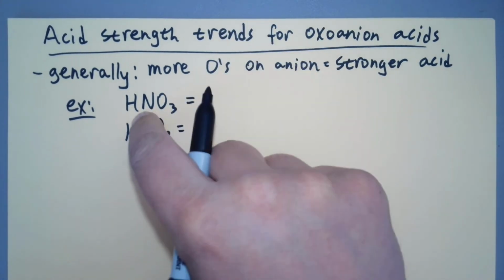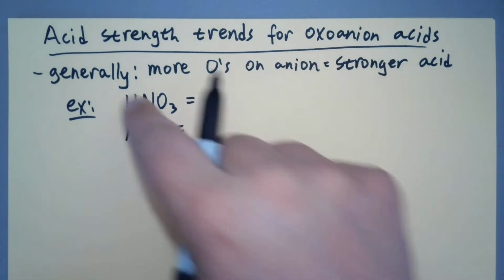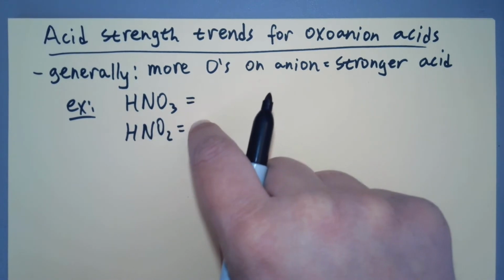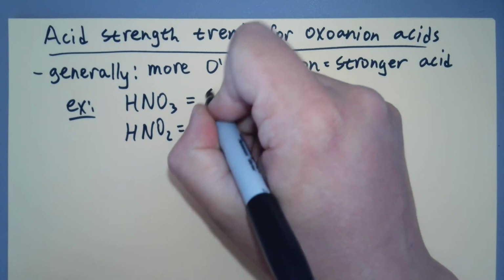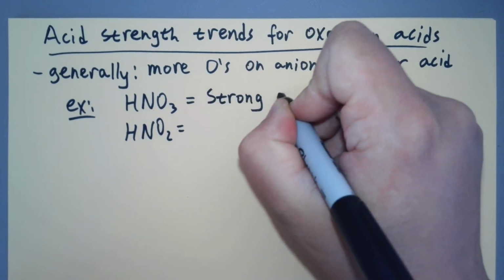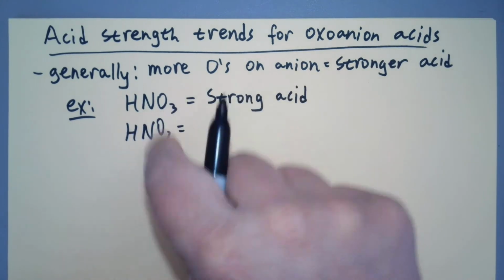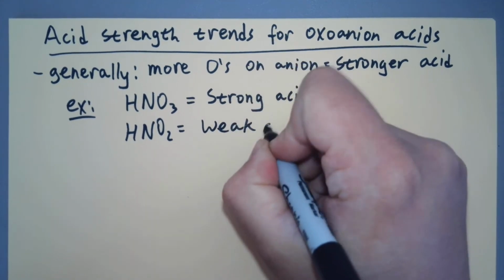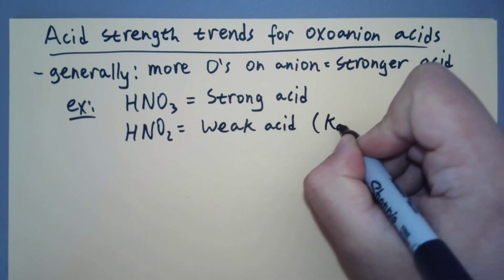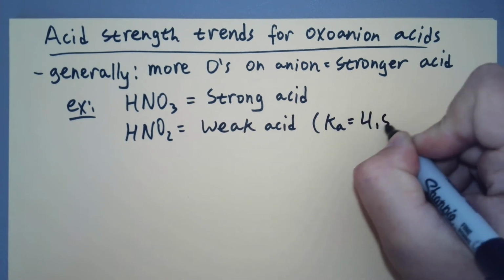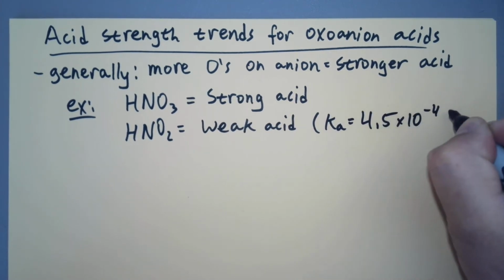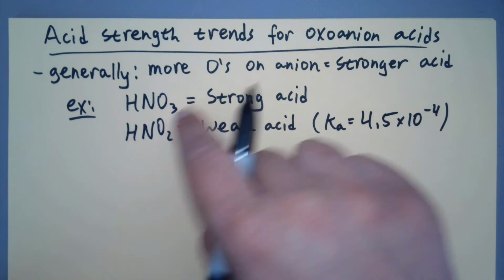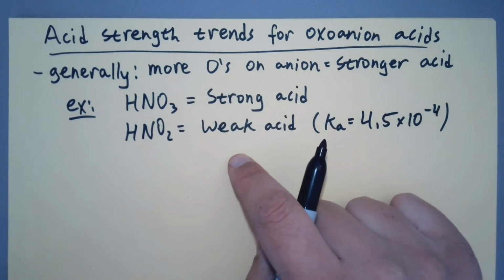In the case of HNO3, based on our trend, we'd expect this to be a stronger acid than HNO2. And in fact, it's not just a stronger acid, but it is by itself a strong acid. Fun with words, right? So this is a strong acid. Okay, and HNO2 is not a strong acid. It's actually a weak acid, which fits our trend. Since it's a weak acid, let's throw the Ka value up here: 4.5 times 10 to the minus 4. So there's a definite change in acidity here.